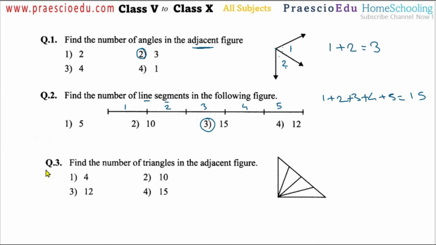Now question number 3: find the number of triangles in the adjacent figure. Now all these triangles are formed in one triangle, okay, with a common vertex and a common side also. So we will do the numbering: 1, 2, 3 and 4. For this one we know the formula: we have to find the triangular number of the higher number. So 1 plus 2 plus 3 plus 4 equals 10, and 10 is given in option number 2.